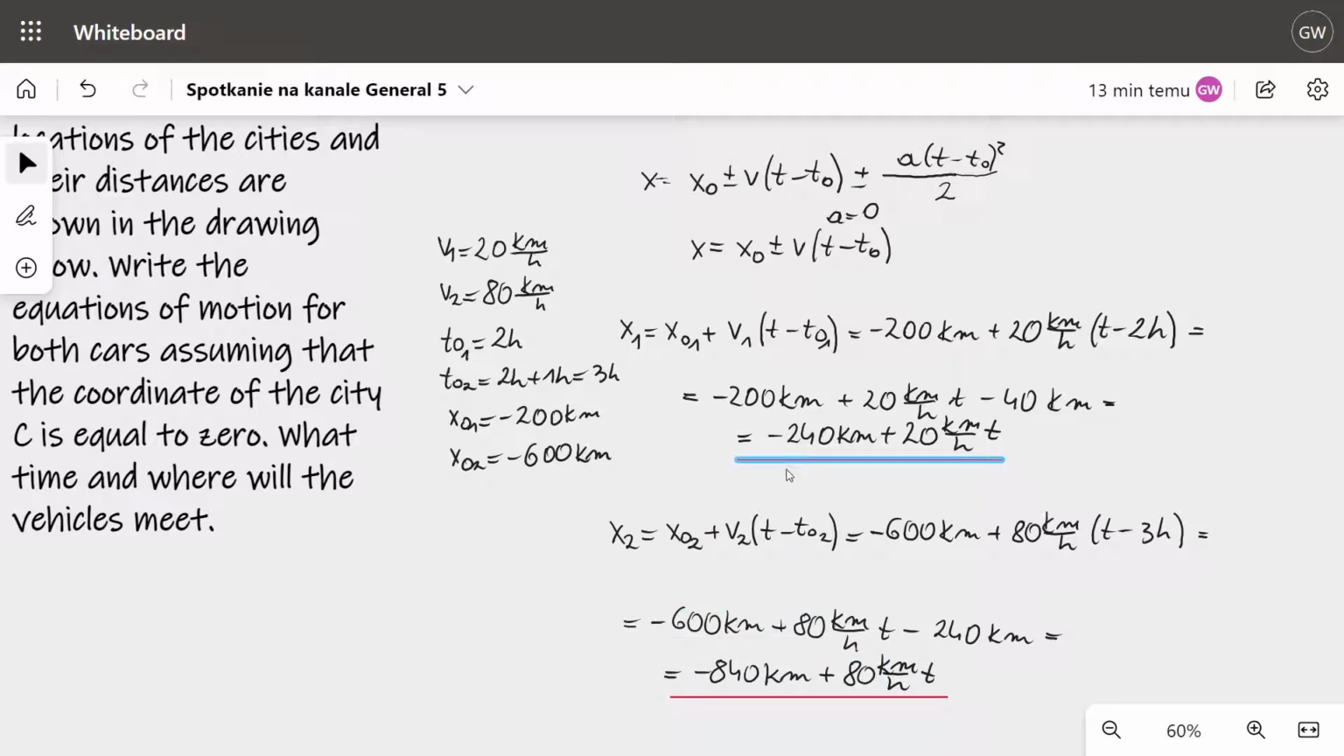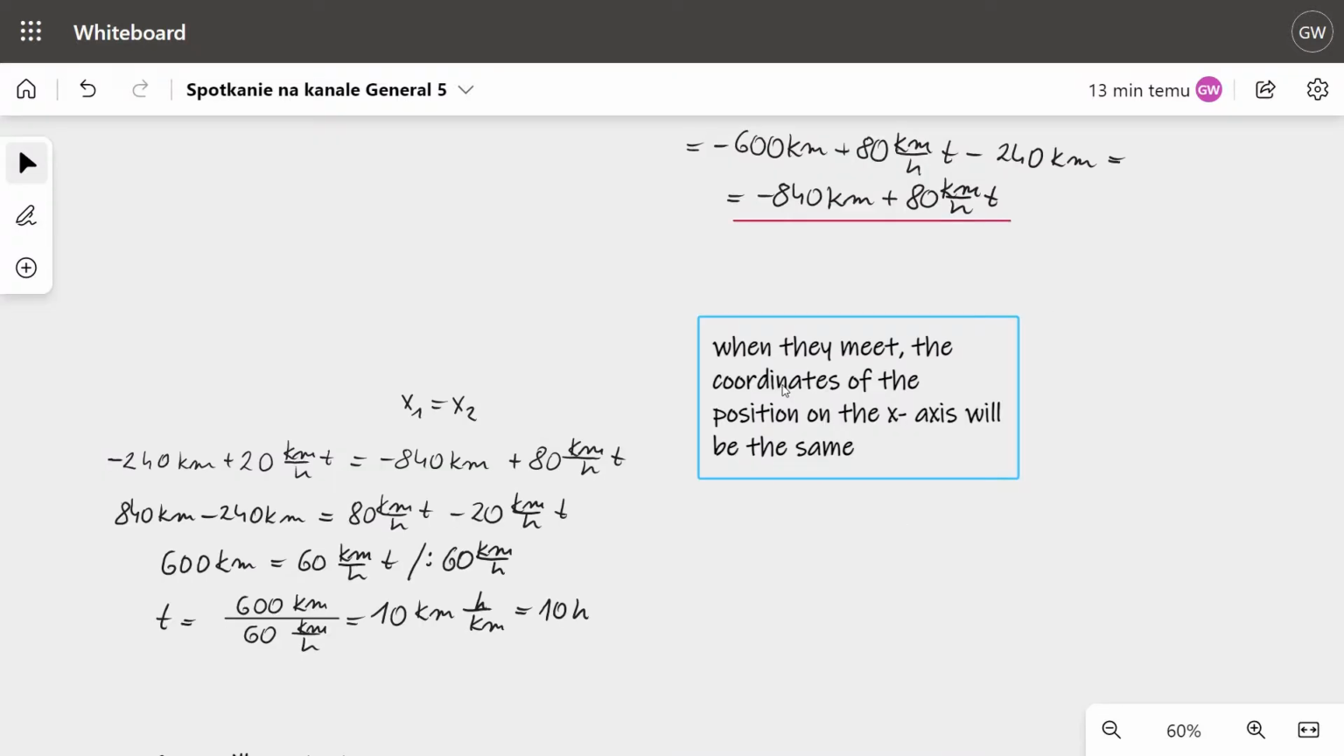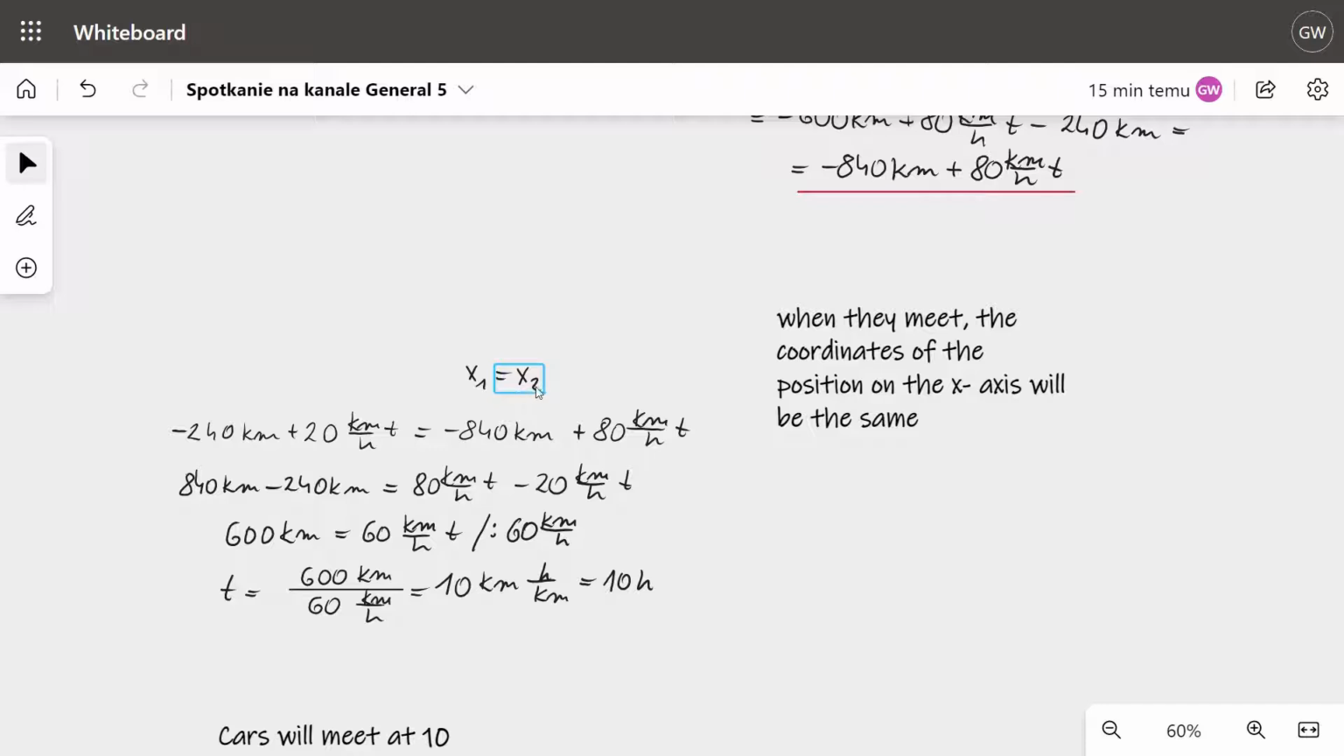These two equations allow us to calculate the coordinate of position of both cars at any hour if we put this hour here, here, or here. When they meet, the coordinates of the position on the x-axis will be the same. So x1 equals x2. We put here the right sides of the equations of motion and calculate the time the cars met.